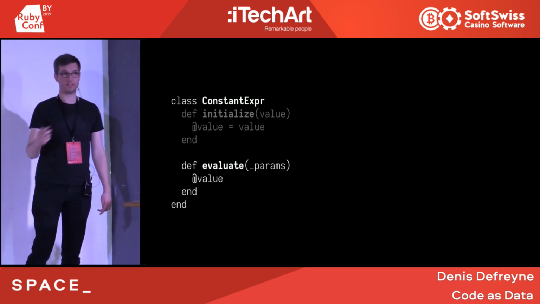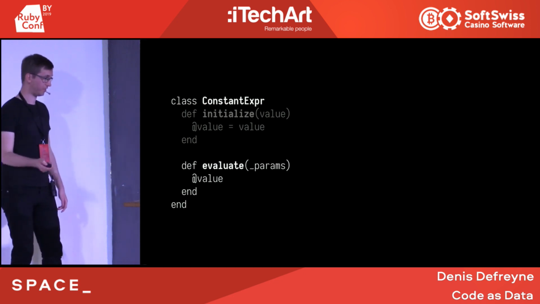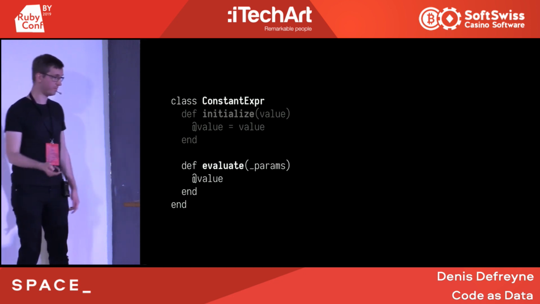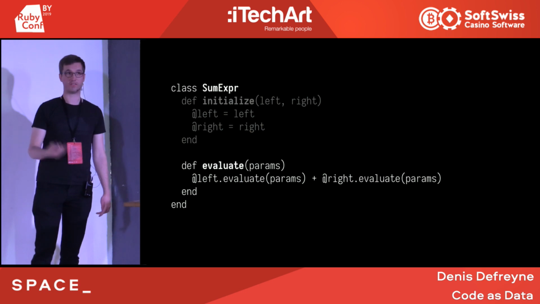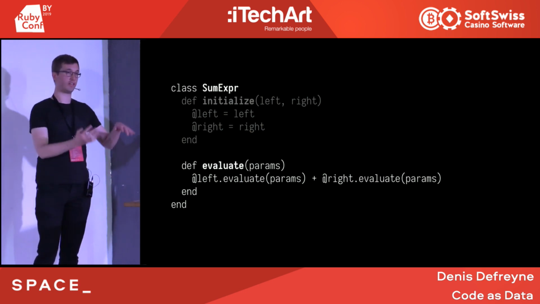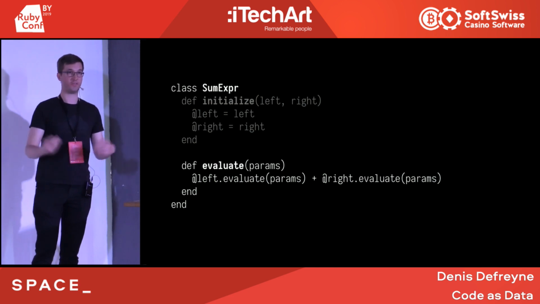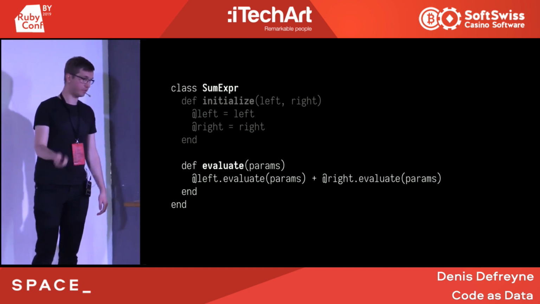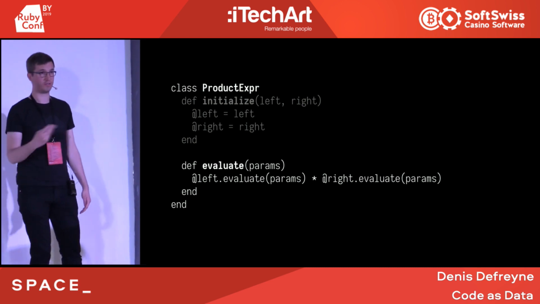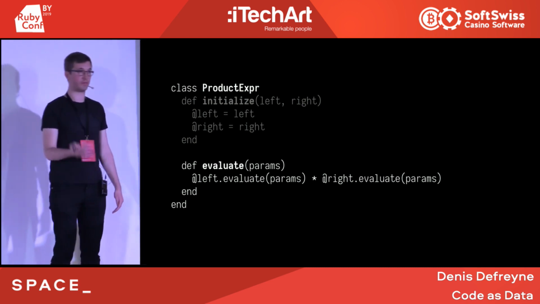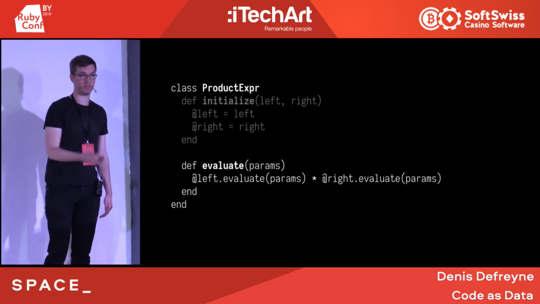For a constant expression, it always evaluates to the same value, the value of the constant. For a sum expression, this is a bit more complicated. You evaluate the left-hand side, you evaluate the right-hand side, and then you sum the two together. For a product expression, it is very similar. You evaluate the left-hand side, you evaluate the right-hand side, and then multiply both.